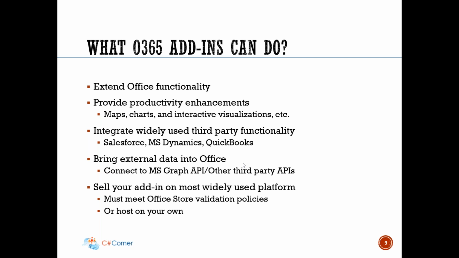So you can integrate any API using the Office 365 add-in, and you can sell your add-in on the most widely used platform. So we know that Office 365 products are the most widely used Office products. So you can sell your product using the Office store. So in Excel or Word, if you go, then you will find the Office store. So you can create your add-in and you can sell it as a part of the Office store.